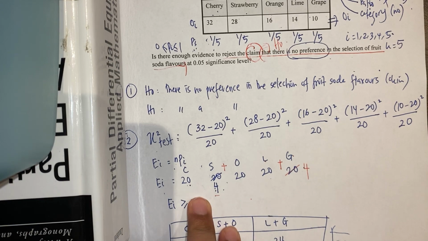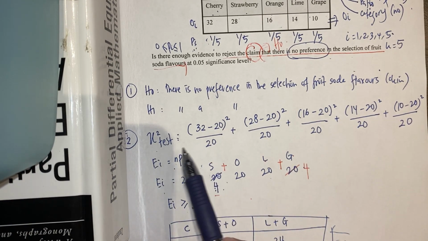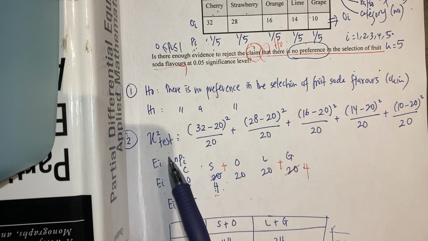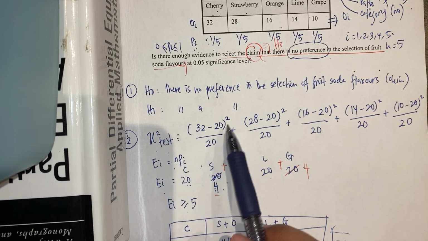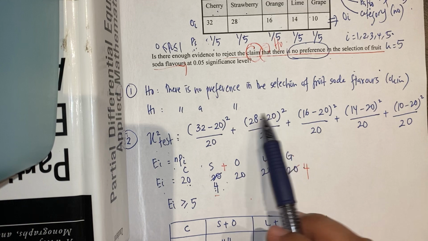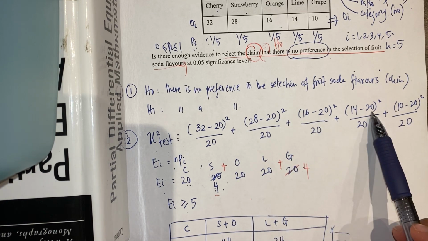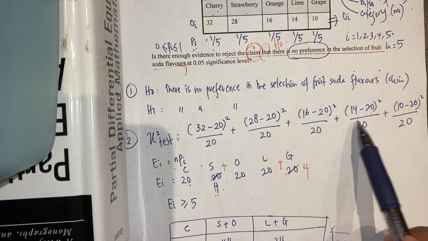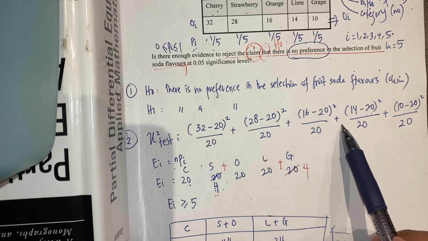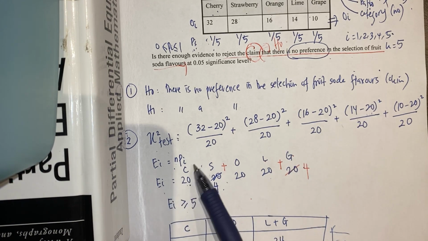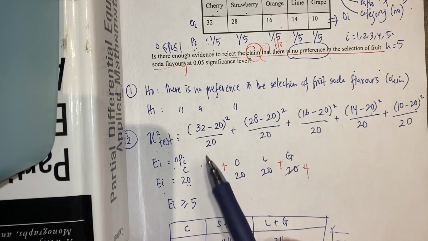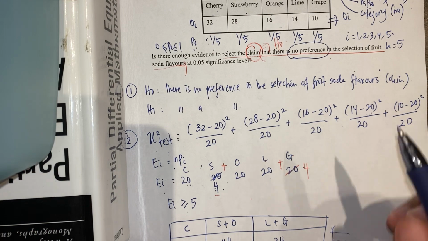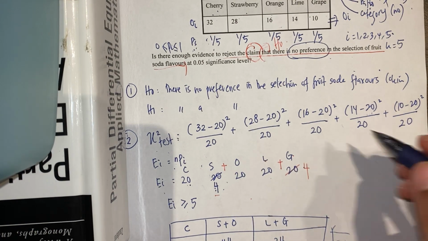Remember that chi-square is a positive distribution, so you have to make sure the chi-square that you get here is a positive value. Sometimes if you forget the square, you will get a negative. For example, this one, 14 minus 20, would be negative 6. So be careful. If you get a negative, something must be wrong somewhere, because chi-square cannot be a negative value. It will always be positive.